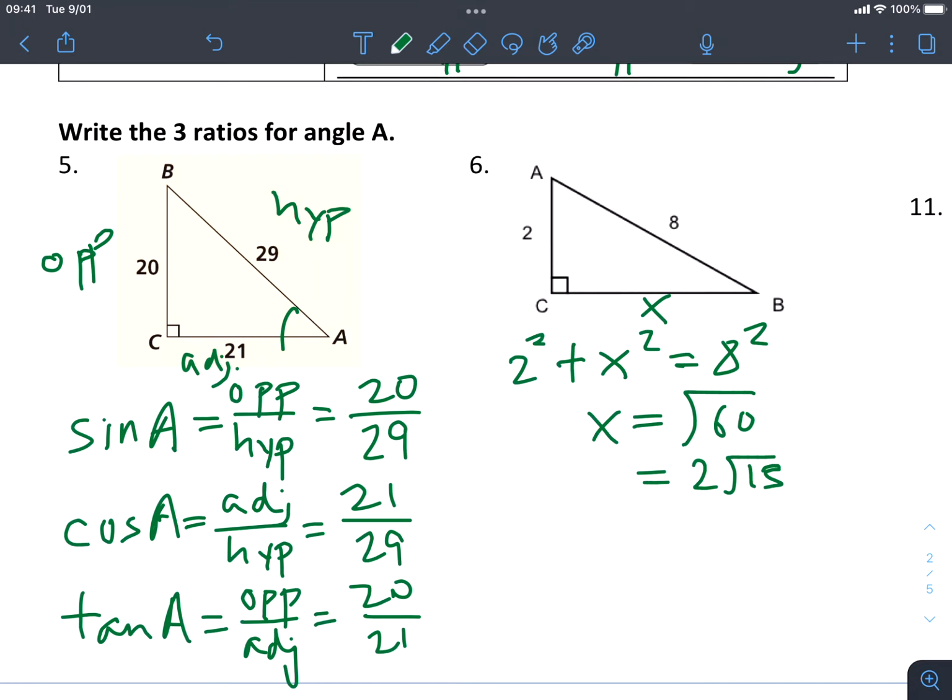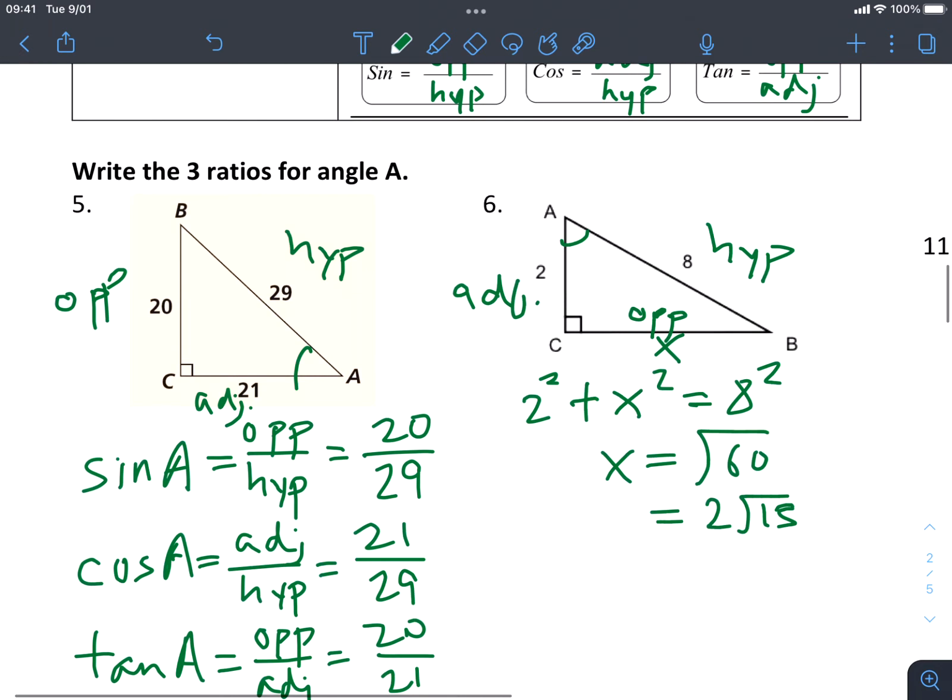And then from here, you would just use my opposite, hypotenuse, and adjacent sides to create my ratios just like before. So sine would be 2 square root 15 over 8. Cosine would be 2 over 8. And tangent would be 2 square root of 15 over 2. And so that's how you go about it. But first, you would have to use the Pythagorean theorem in order to find your missing side.